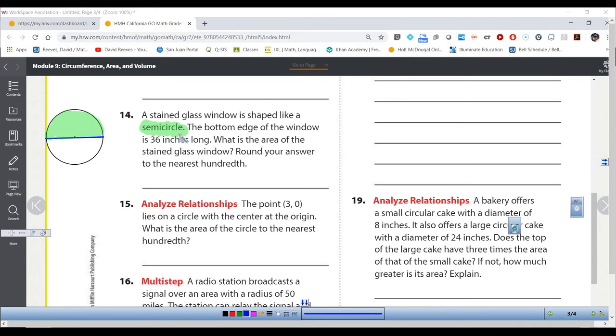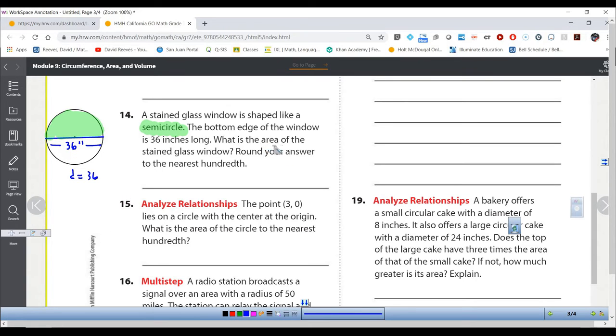So, it says a stained glass window is shaped like a semicircle. The bottom edge of the window is 36 inches long. So all of this going across is 36 inches long. Well, let me ask you, what does that represent of the circle? What goes from there to there? All right, right on. That is the diameter. So the diameter is 36.